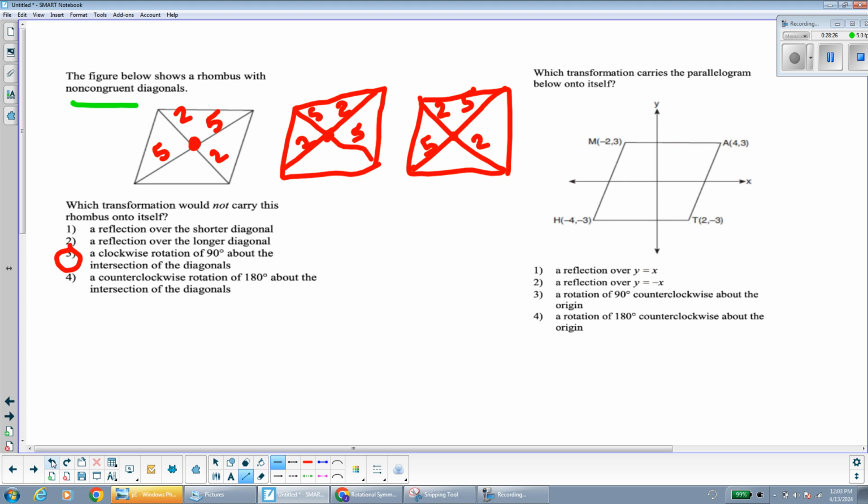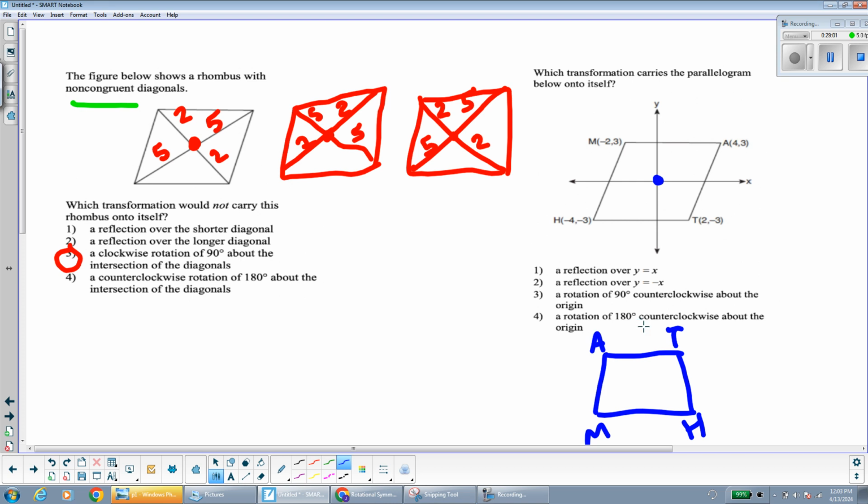A 90 degrees counterclockwise rotation about the origin. So here's the origin. 90 degrees counterclockwise. And let me try to draw it on top. Actually, I'll draw it underneath. So imagine this moving up. Once again, I'm not a good artist, but A would go here, T would go here, M would go here, and H would go here. So as you can see, this wouldn't carry it onto itself.